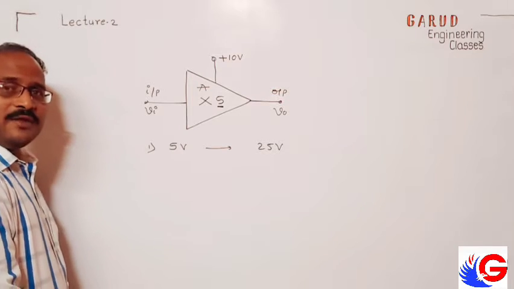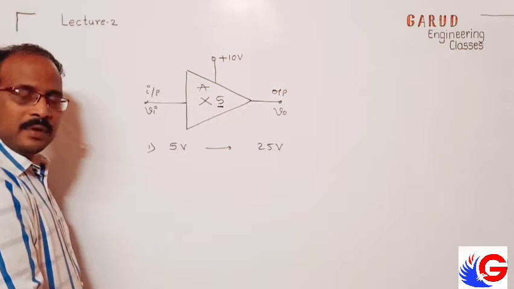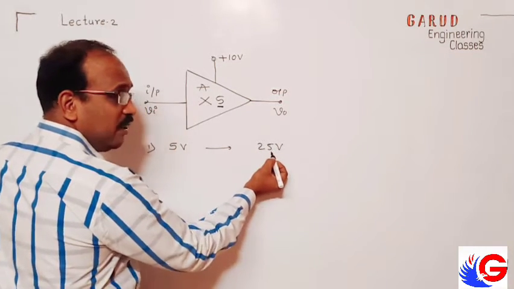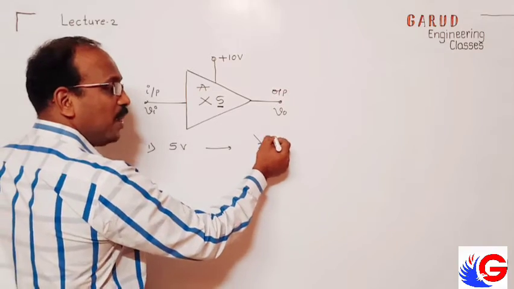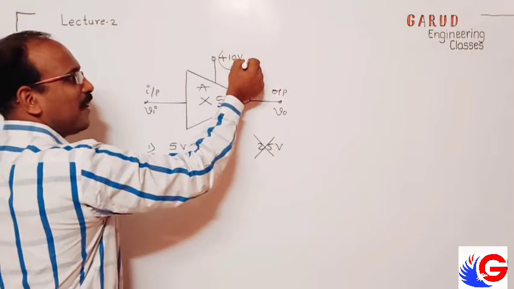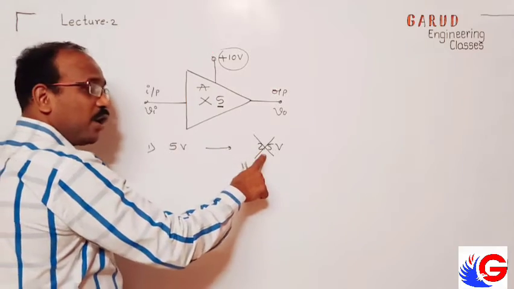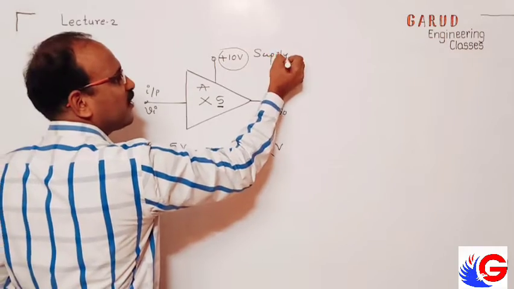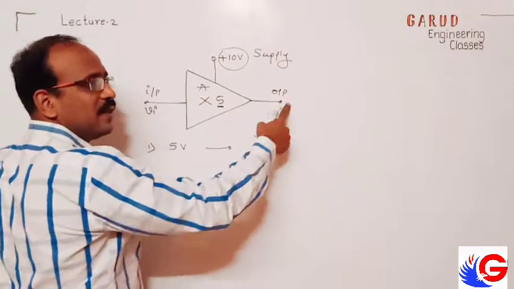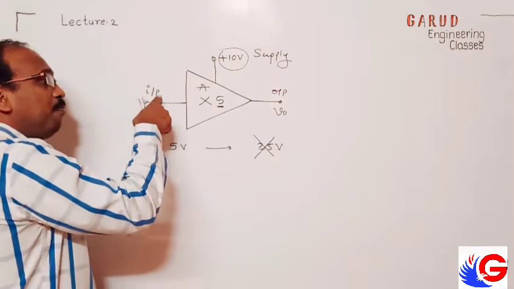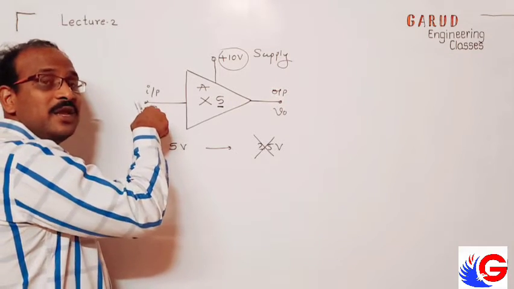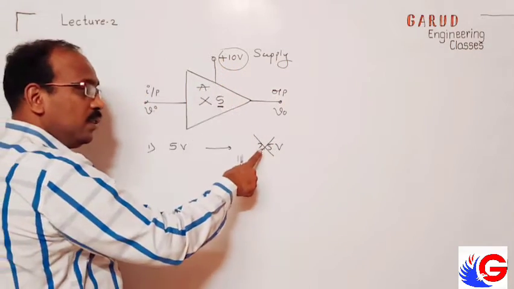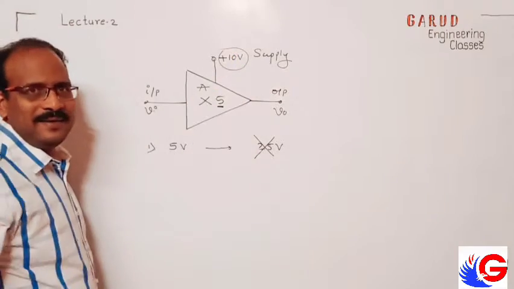But we have to check whether this 25 volt is possible. Will the amplifier amplify this much? The answer is no, because it is restricted by the supply. An amplifier cannot amplify more than the supply. This is the input signal, this is the output signal, and this is the supply. The output will not cross the level of the supply.